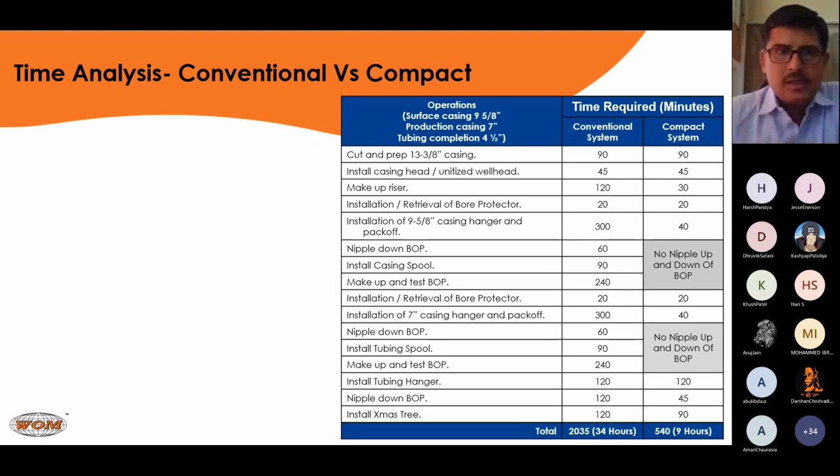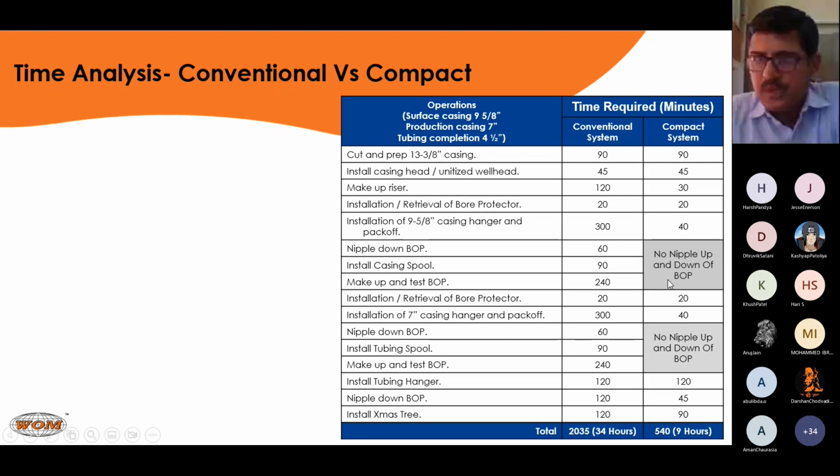Can we do the time analysis now with the conventional and compact? You could see directly the reduction here. There is no nipple down and nipple up of the BOP in the compact system. These figures are again taken from the previous slide for the comparison. The casing program is the same, these processes are the same, and we have listed down this timing. Again, these are the actual timings from the field.